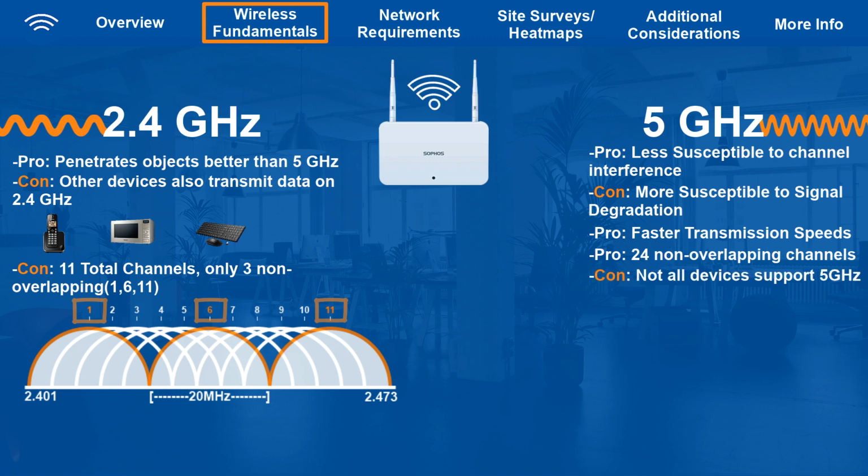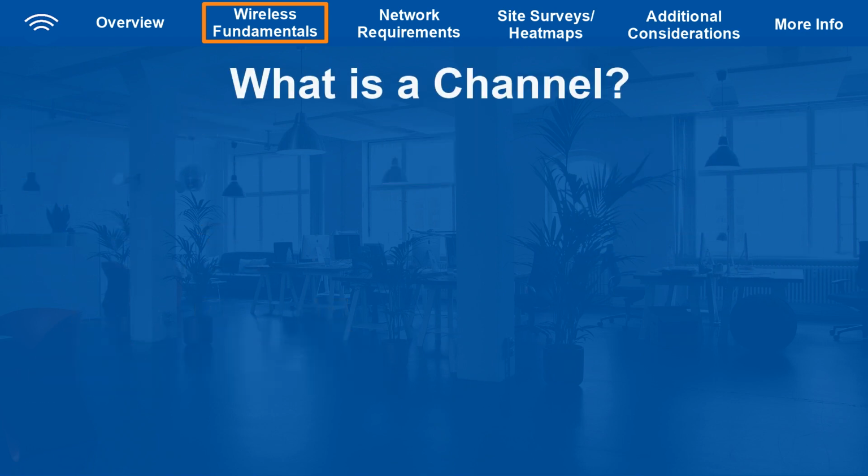Now, not all devices support 5 GHz, so make sure you evaluate your client device requirements and AP capabilities before selecting a band to use. We'll talk more about that in the network requirements section. Now let's talk about channels.